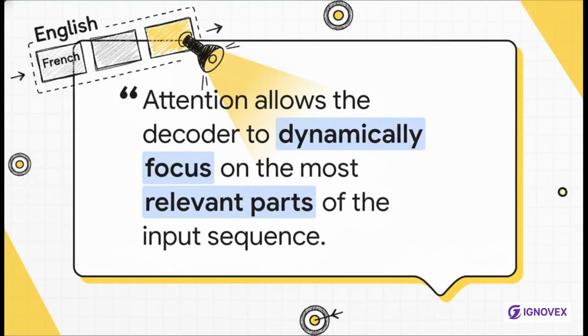The best way to picture this is with a spotlight. The translator isn't just working from a fuzzy memory anymore. Now it has a spotlight that it can shine back onto the original text. So when it's about to write the French word for cat, it can shine its spotlight right back on the word cat in the English sentence to make sure it gets it right. This one idea, it changed everything.